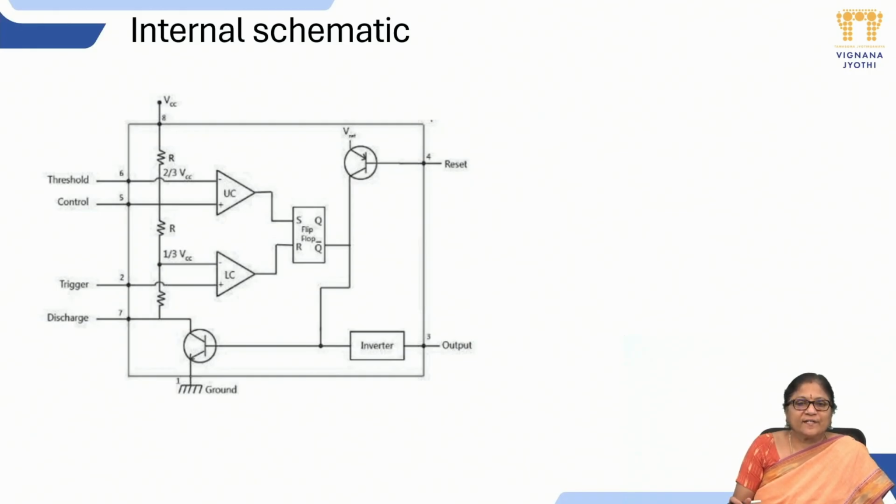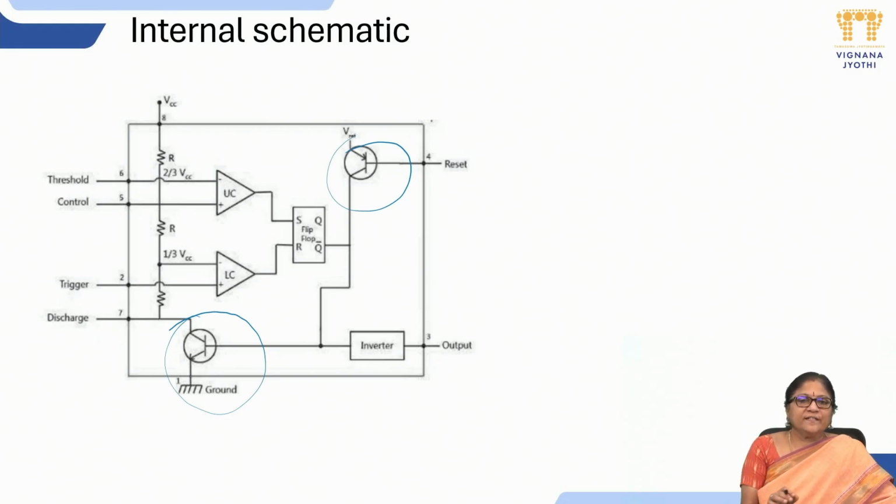Two transistors are available inside. One transistor is on the lower side, and this lower transistor is meant for the charging and discharging path for the capacitor. The upper transistor is meant for resetting the complete IC whenever you want to reset to 0 volts. So one transistor is for resetting the IC, and the other allows the capacitor to charge or discharge.